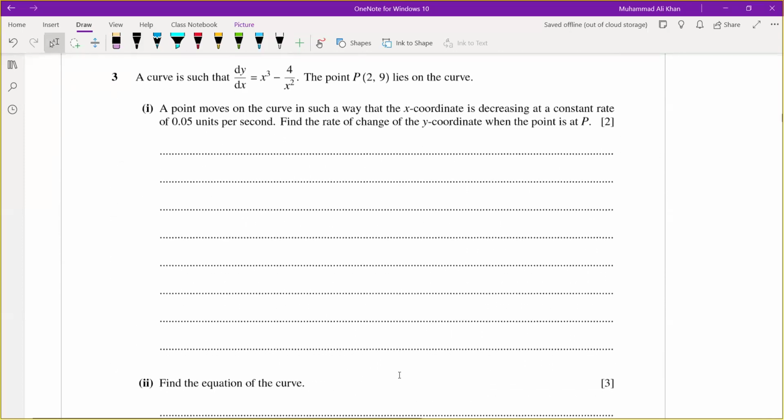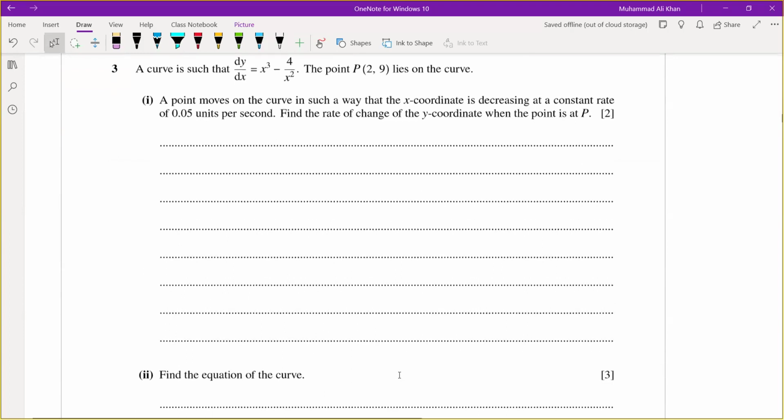And after that, question number 3 is about differentiation. What we have in the question: a curve is such that dy over dx is given. The point P(2, 9) lies on the curve. In the first part, a point moves on the curve in such a way that the x coordinate is decreasing at a constant rate. Rate of x coordinate, dx over dt, is 0.05, and it is a decreasing rate, so we have to put a negative sign. Find the rate of change of y.